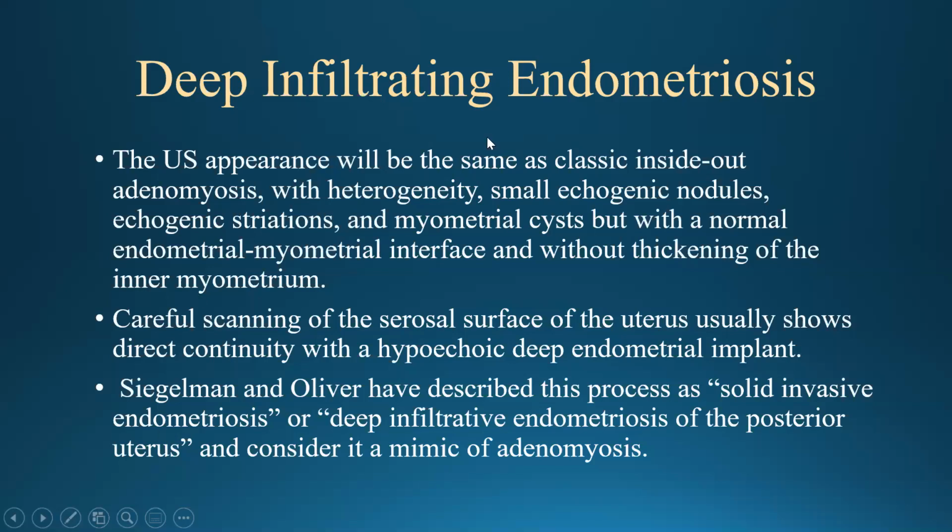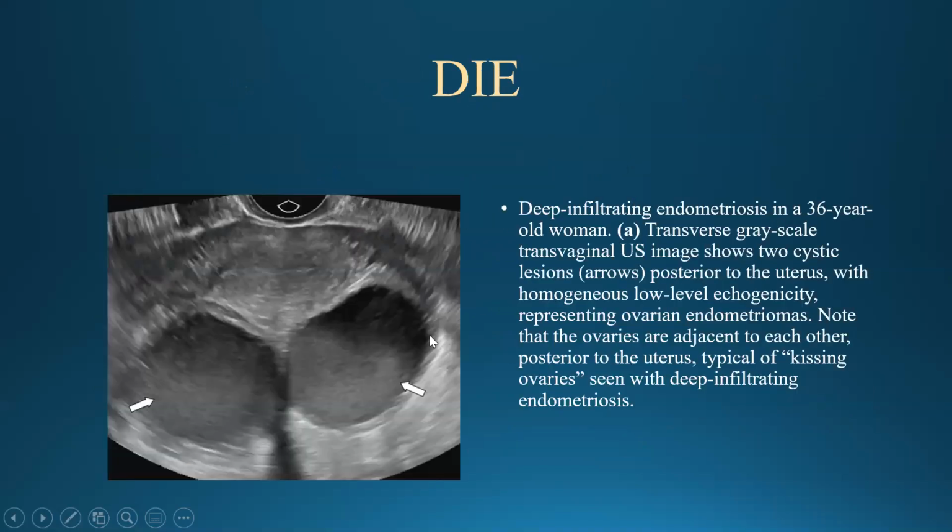So the deeply infiltrating endometriosis, this is a 36-year-old woman. You know, these two kissing ovaries with endometriomas beside the posterior aspect of the uterus. This is typical of kissing ovaries seen with deeply infiltrating endometriosis.